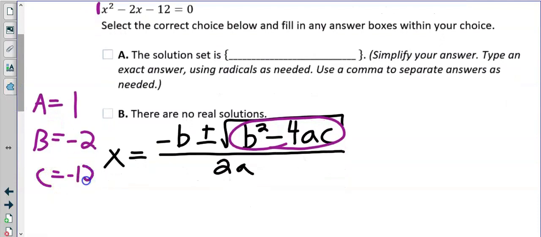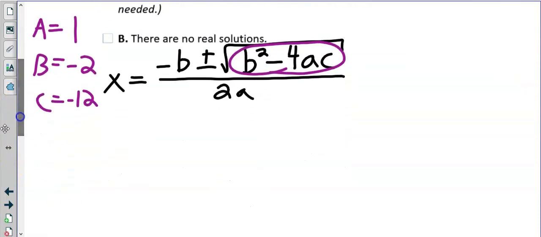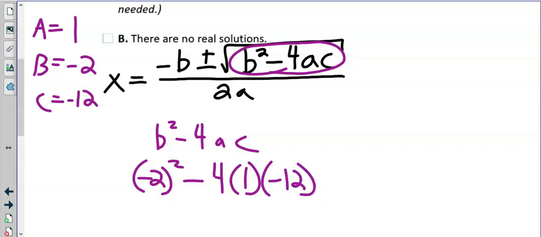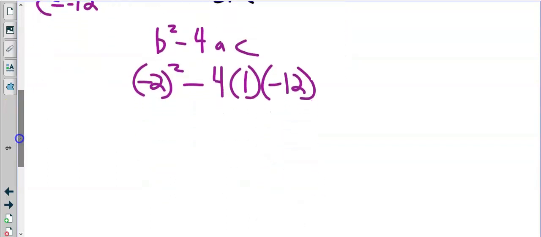There you go. So let's take these values and we're going to plug into b squared minus 4ac. So who is b? Negative 2. So we're going to take negative 2 and square it, and minus 4. Who is a? 1. And who is c? Negative 12. Okay. So when I run this, I work the squared part first. So what is negative 2 squared?